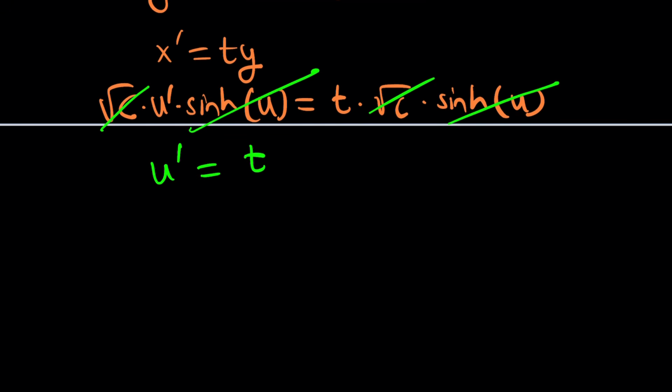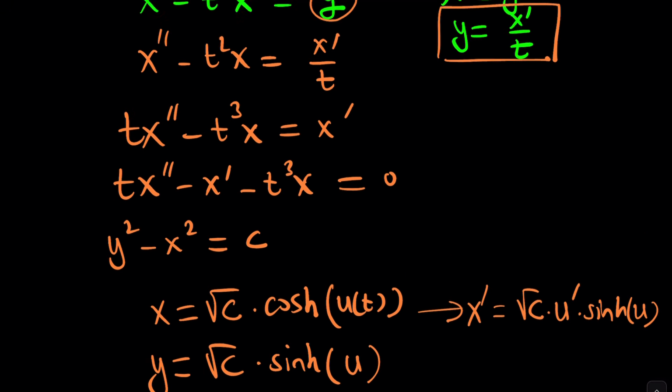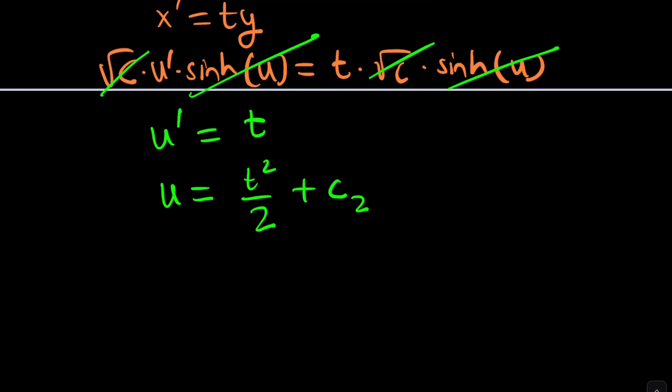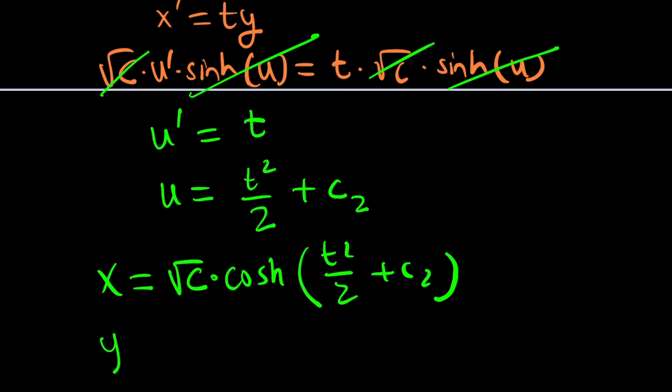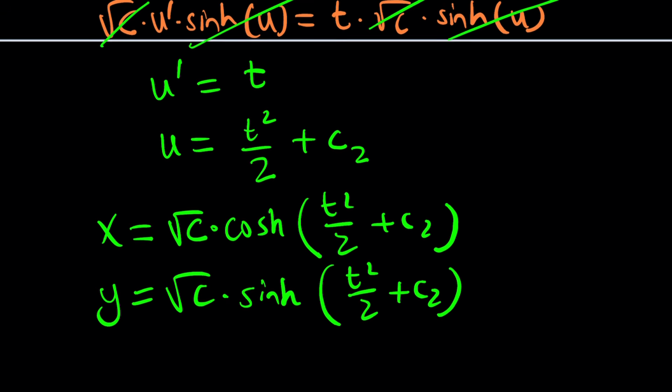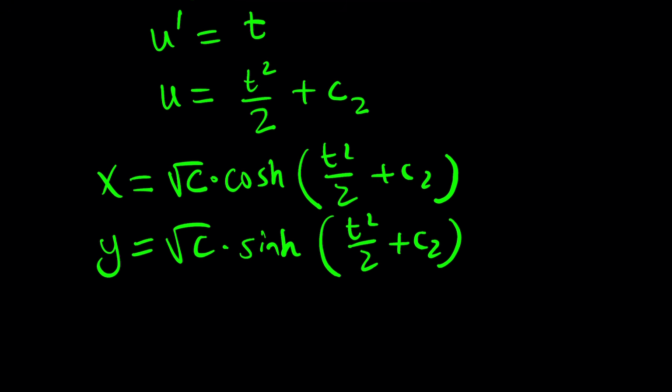Remember, u is a function of t. So now if you integrate both sides with respect to t, you're going to get t squared divided by 2 plus c sub 2. You can use any constant you want; it doesn't really matter. Since you already know u, you can write x as square root of c multiplied by cosine hyperbolic of t squared over 2 plus c2. And for y, you're going to write the same square root, but this time it's sine hyperbolic of t squared over 2 plus c2. So inside they have the same thing, but one of them is cosine hyperbolic, the other one is sine hyperbolic.